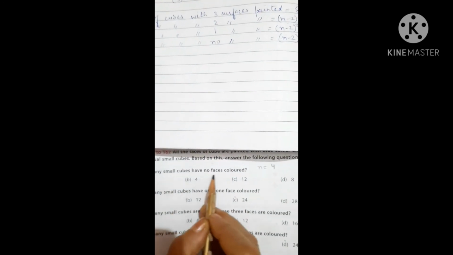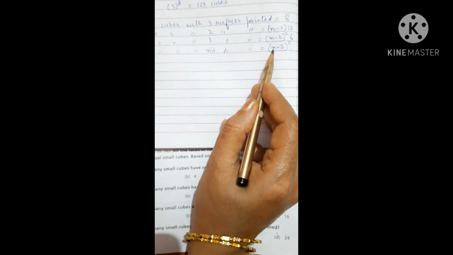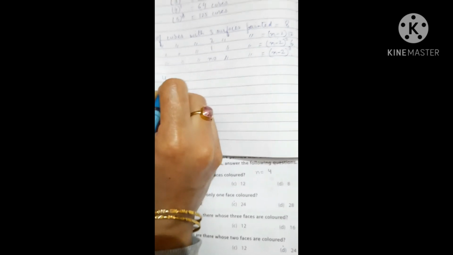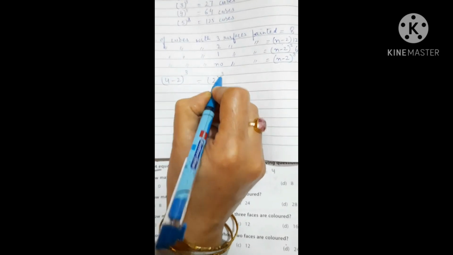How many cubes have no faces colored? No faces colored. Your formula is (n minus 2) cube. So you can say that (4 minus 2) whole cube. Just this formula you have to put. 4 minus 2 is 2. So 2 cube is 8. So our answer will be 8.